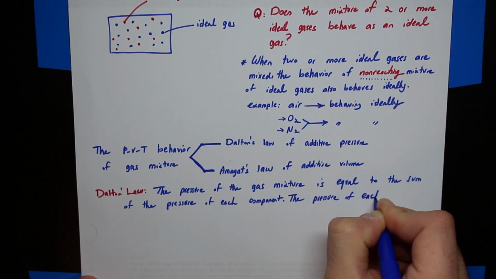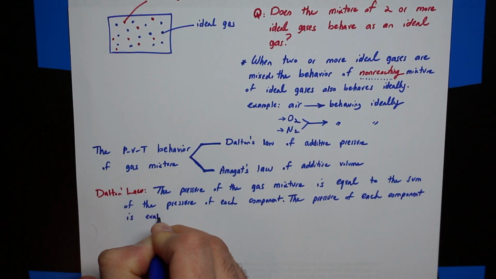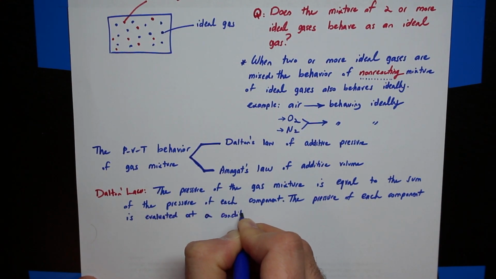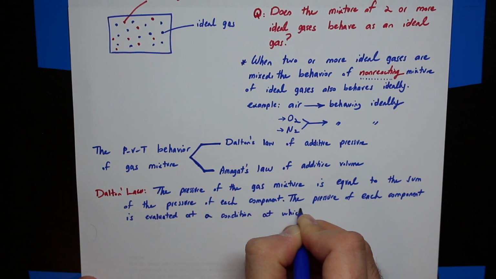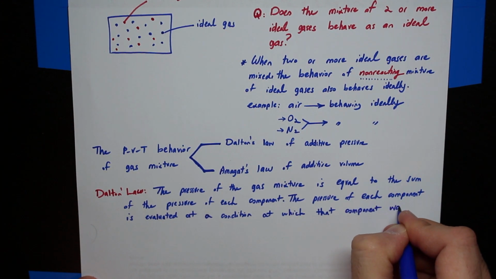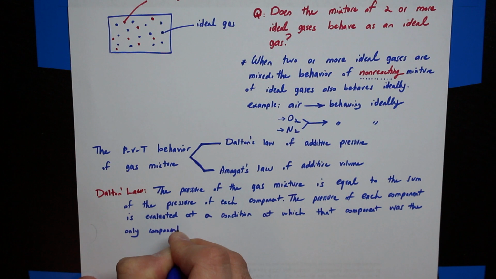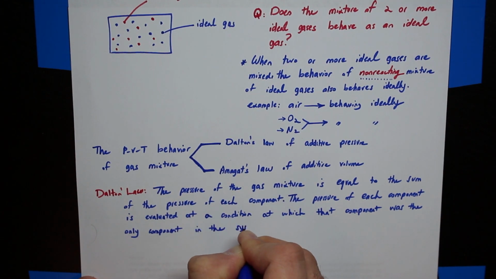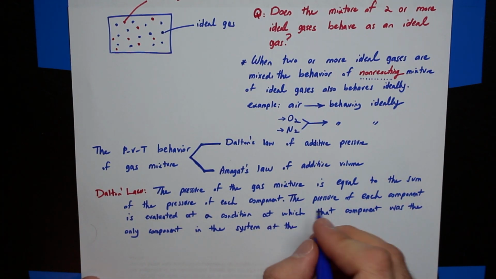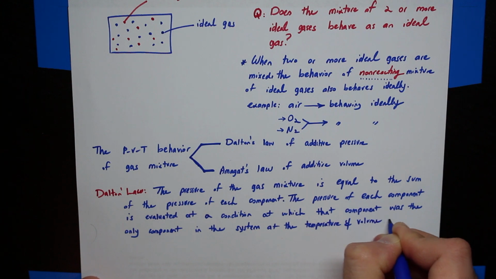The pressure of each component is evaluated at a condition at which that component was the only component in the system at the temperature and volume of the mixture.